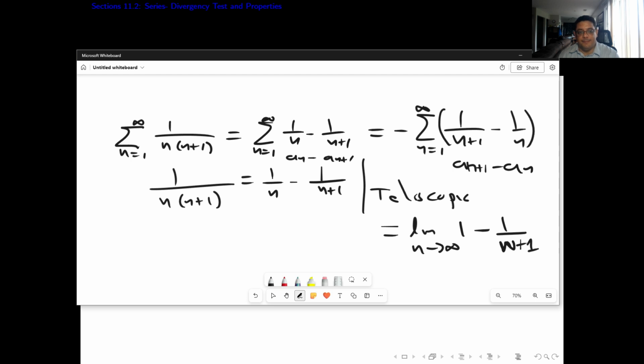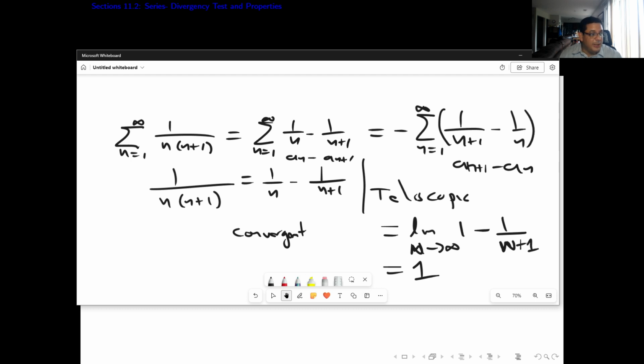Notice that the 1 over n plus 1 here is going to go to 0, and so this is just going to be 1. And so this telescopic series is going to be convergent.